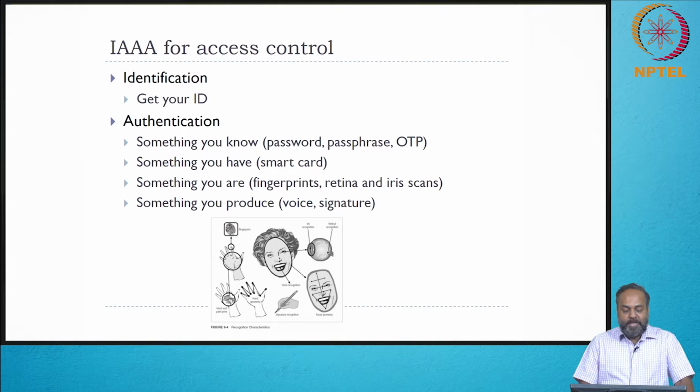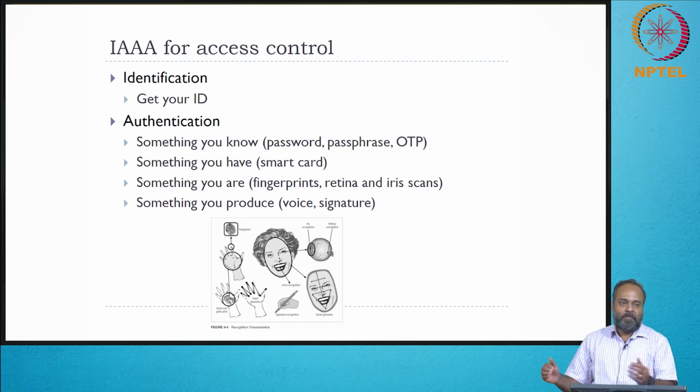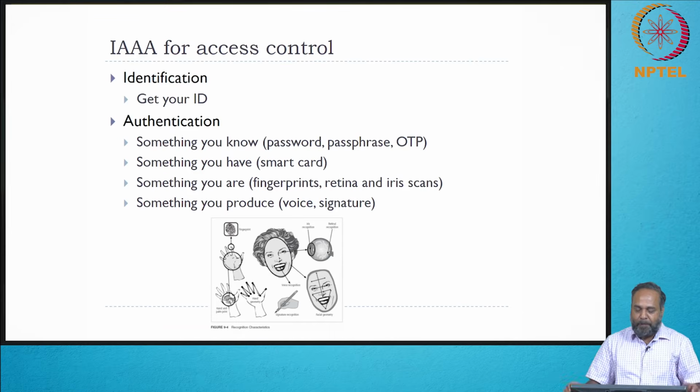And how is authentication done? There are different methods, some of the methods are shown here. It could be using something you know. Password is a method for authentication. Password is something that is unique, only you know, and it is stored. You have stored your password and then you give your password because only you know this and it is compared.